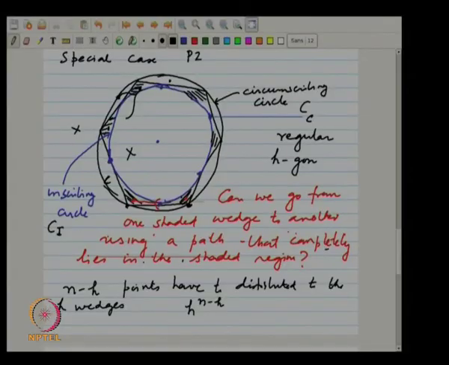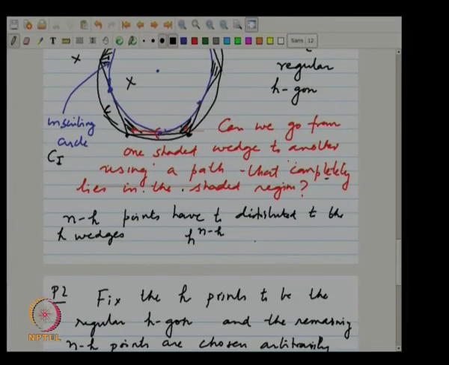There is no path. This figure is a 2-dimensional projection of that. If it is not connected in the 2-dimensional picture, it cannot be connected in that higher dimensional picture. And log of h to the power n minus h is n minus h log h, that is the lower bound.